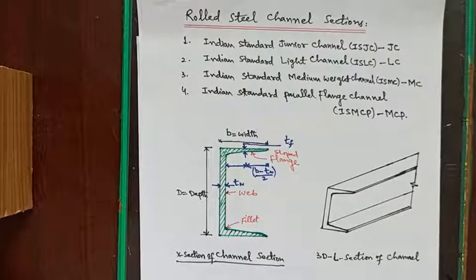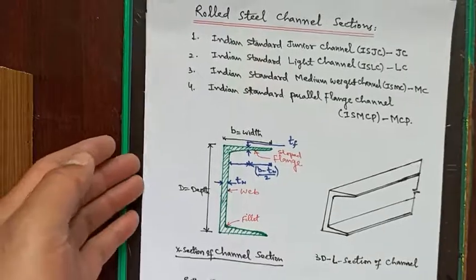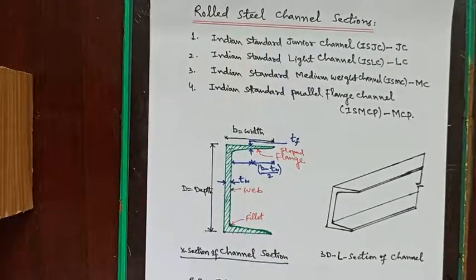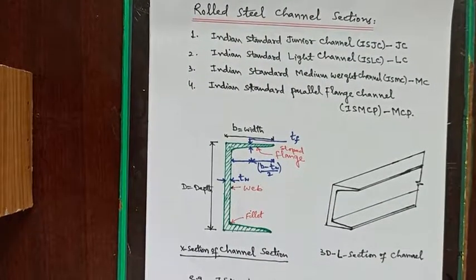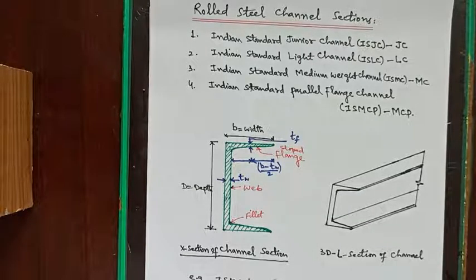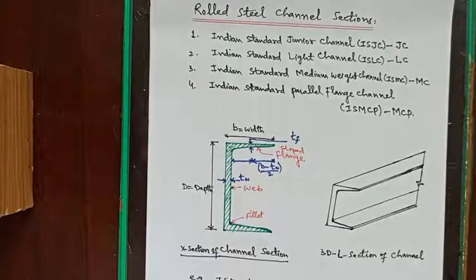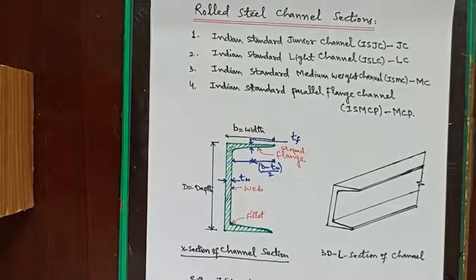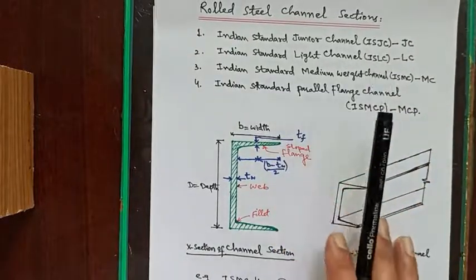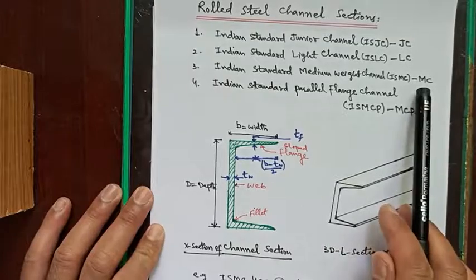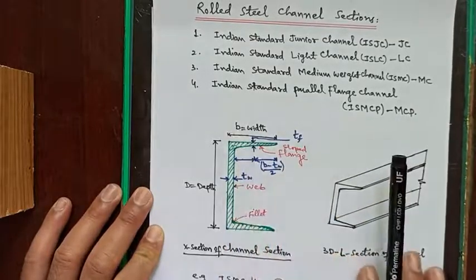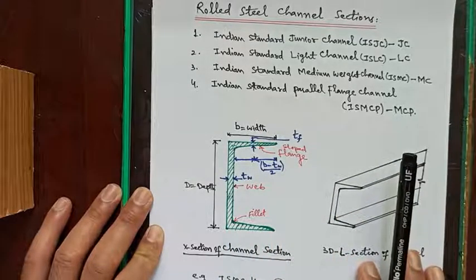Now we have rolled steel channel sections. These are the actual shapes of structural steel sections that are generally used in practice, that is, I sections, rolled sections, etc. So rolled steel channel sections are further divided into 4 categories, that is, Indian Standard Junior Channel (ISJC), Indian Standard Light Channel (ISLC), Indian Standard Medium Weight Channel (ISMC or MC), and Indian Standard Parallel Flange Channel (ISMCP or MCP).